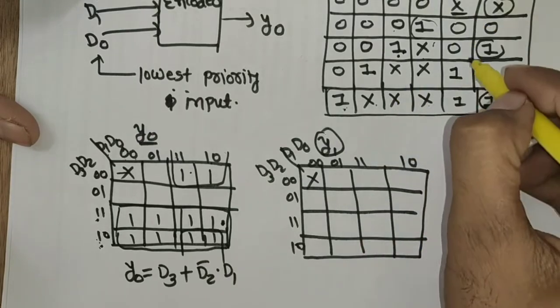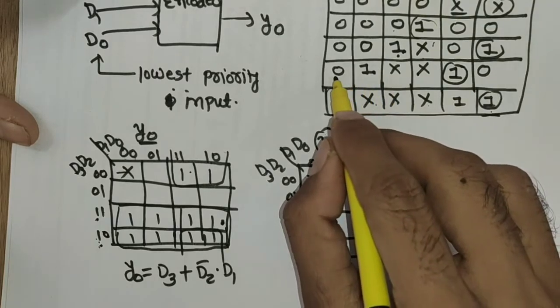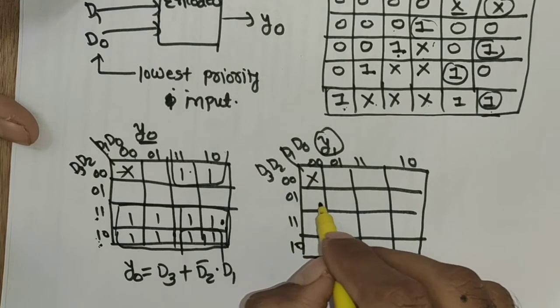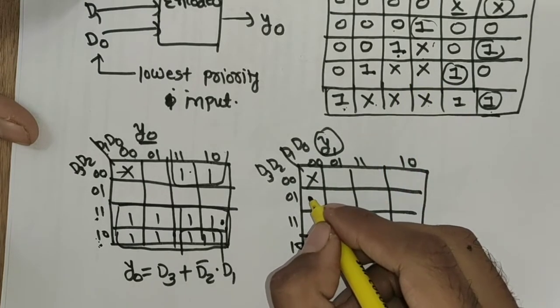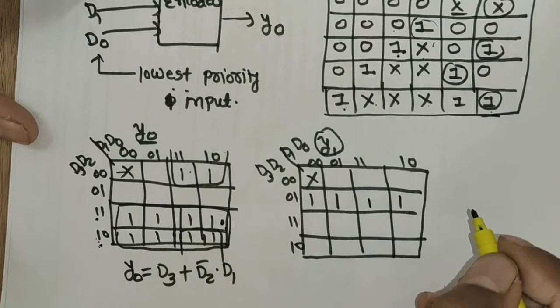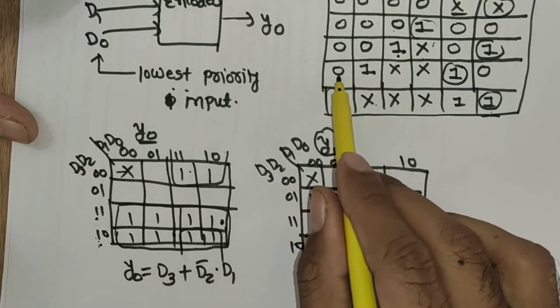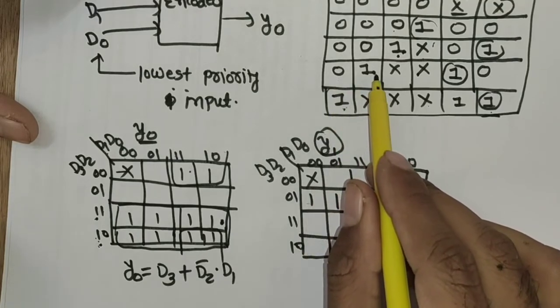Now the next possible input combination for y1, this one is 1, right? At the time D3 is 0, D2 is 1, so D3 is 0, 1, this row is selected, and D1 and D2 are both don't care, so we can select 1 1 1 and 1, right? Because here this row is considered, the value of D3 is 0 and D2 is 1.